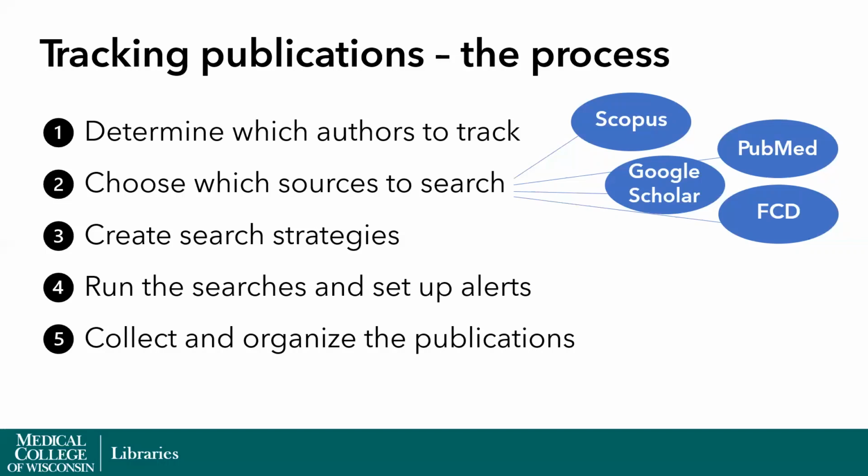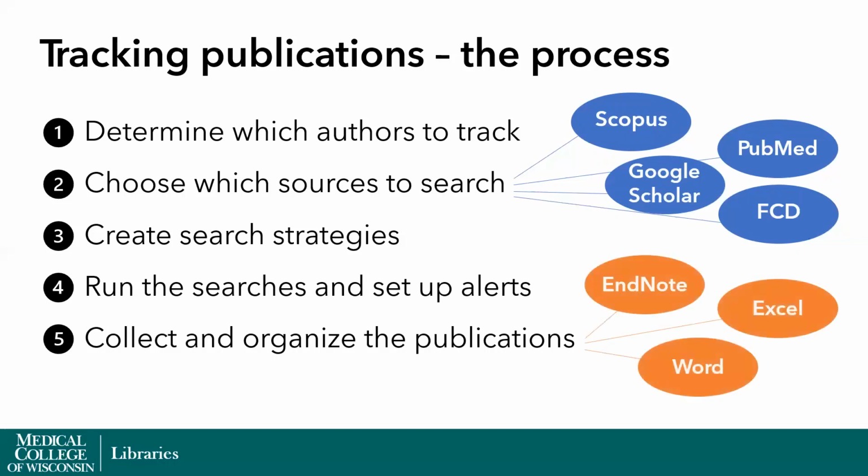Once I decide where I'm going to be searching, then I need to set up my search strategies for each author. And then I run the searches, and I might set up alerts at this point, or I might send the information to the person who's collecting this information so they can set up the alerts on their end. And I also need to figure out how I'm going to save and collect and organize the publications as I find them. EndNote is a really great resource to house all of this citation information. Some teams prefer to use Excel or Word documents, but if you start out with an EndNote library, you can export that information into Excel or Word in various styles per the needs of your team.